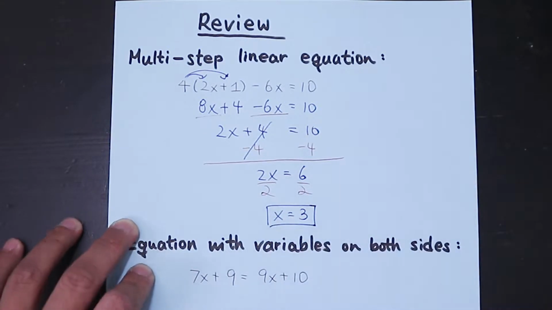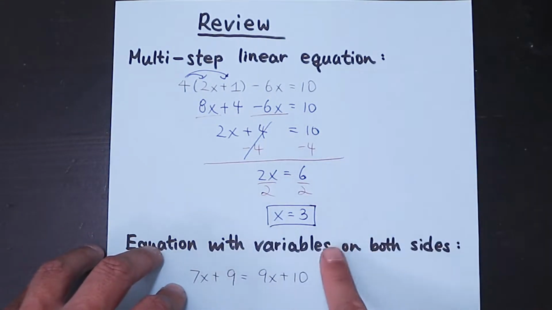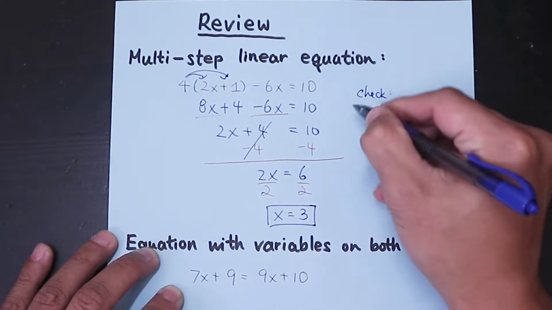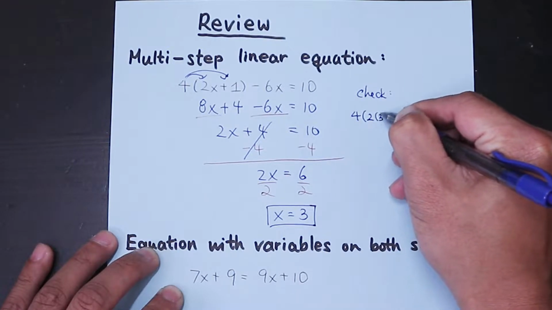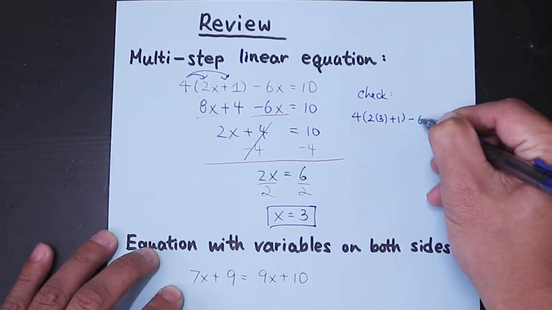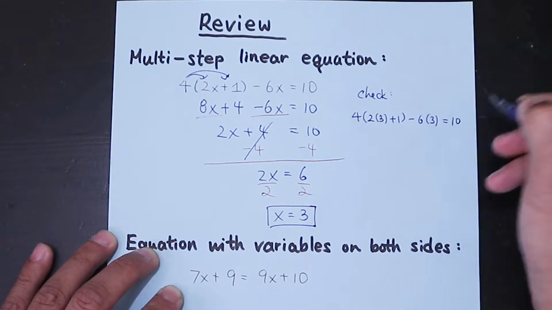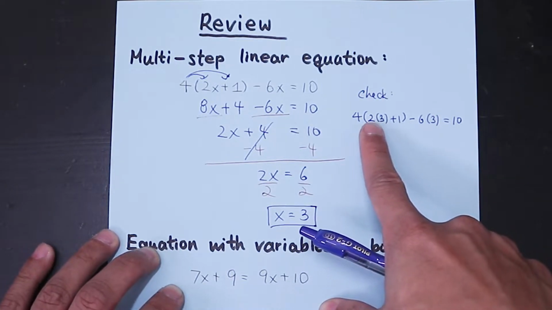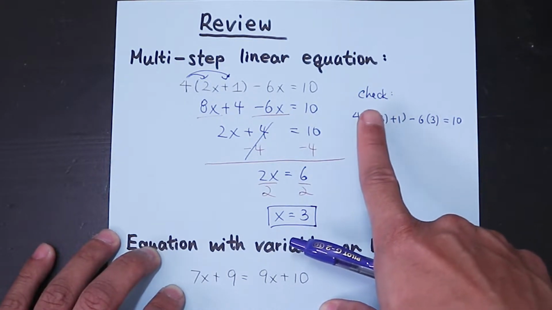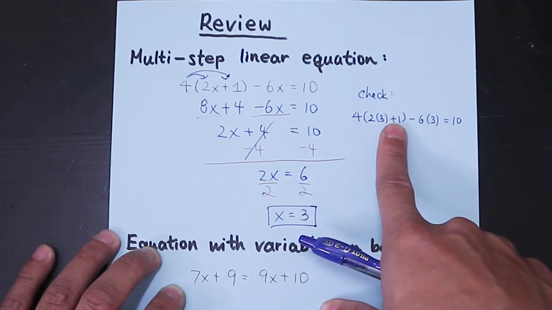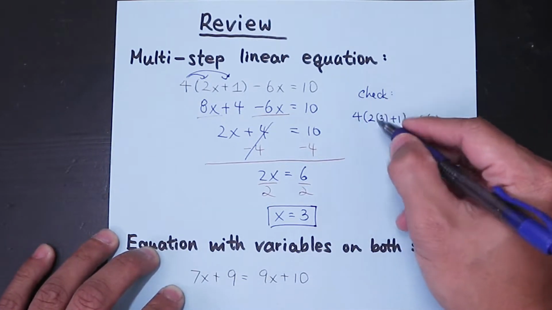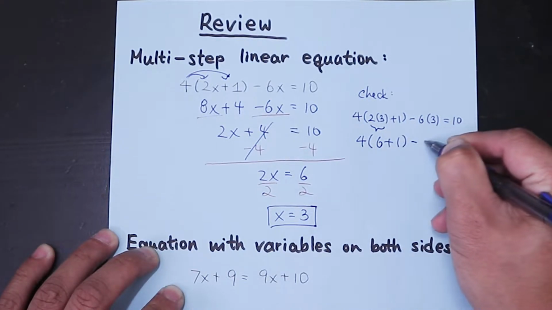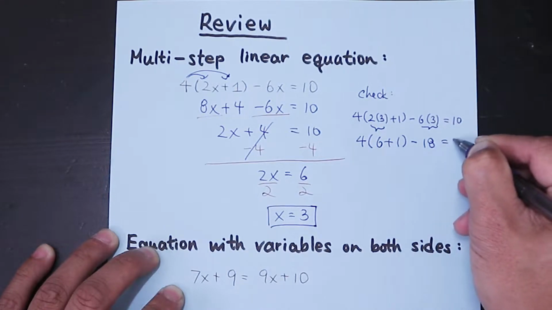And remember, to check whether your answer is correct or not, quickly plug 3 into the equation. So 4 times the quantity 2 times 3 plus 1, minus 6 times 3, does it really equal 10? Order of operations tells us to simplify everything inside the parentheses first. In the parentheses, I see a multiplication and an addition, so we perform the multiplication first. 2 times 3 is 6. So 4 times 6 plus 1, minus 18, because 6 times 3 is 18, is equal to 10.